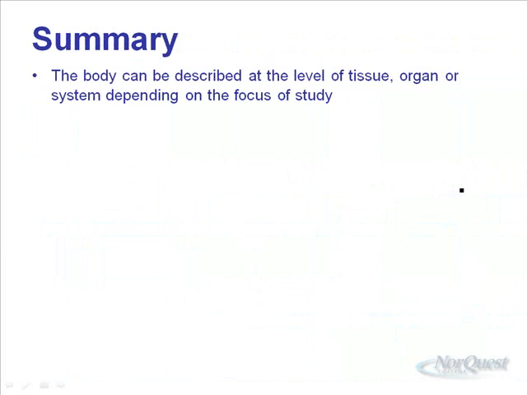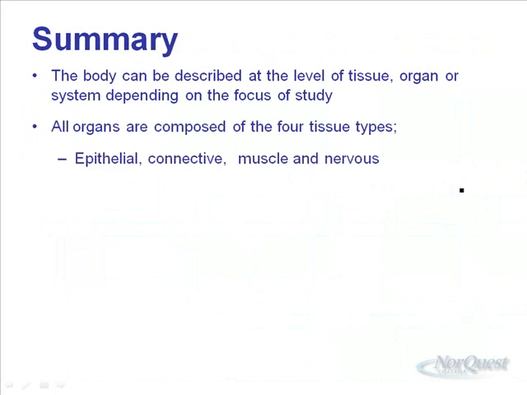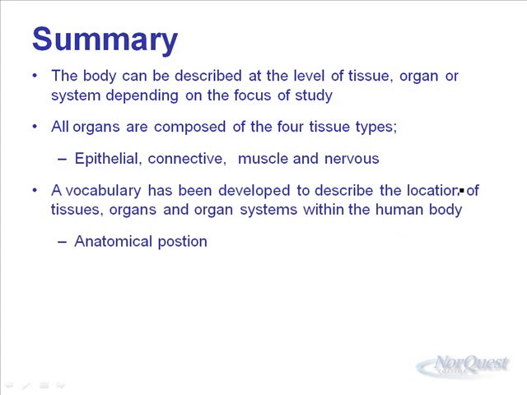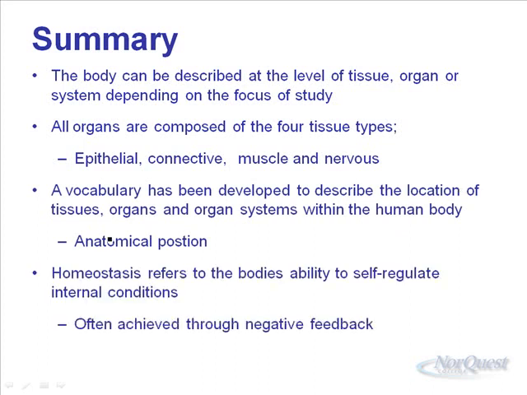So from this lecture, you should get the idea that the body can be described at different levels, a level of tissue, organ, or system, depending on what exactly we're studying. All organs are composed of those four main tissue types: epithelial tissue, connective tissue, muscle tissue, and nervous tissue. There's a vocabulary that's been developed to describe the location of tissues, organs, and organ systems within the human body. And this is the human body when it's in anatomical position.